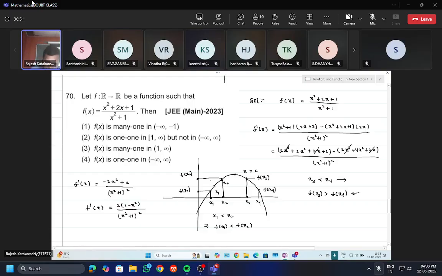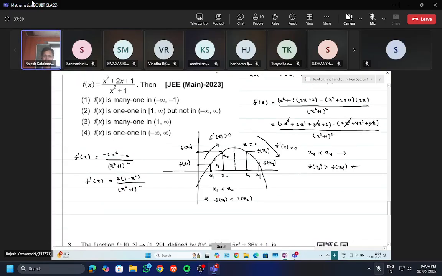Increasing means the first derivative is greater than 0. That means the tangent slope is positive. In this curve till C, you take any point on the curve, the slope at that point will be positive. After C, you take any point on the curve, you will get a negative slope. That's why we say if f dash of x is greater than 0, it is increasing. If f dash of x is less than 0, it is decreasing. Slope is positive and slope is negative. Clear?